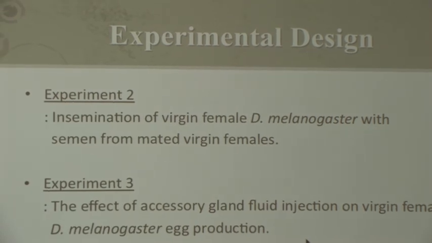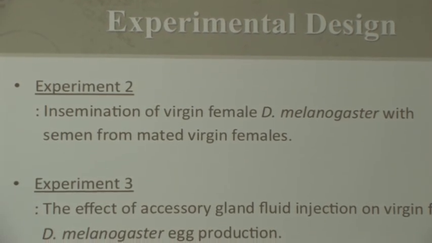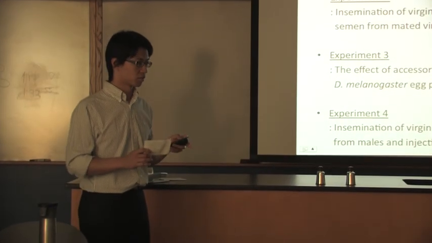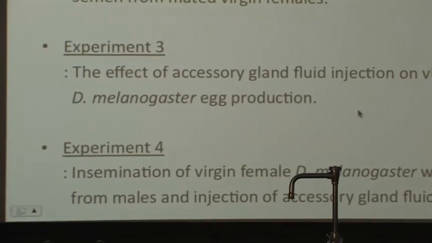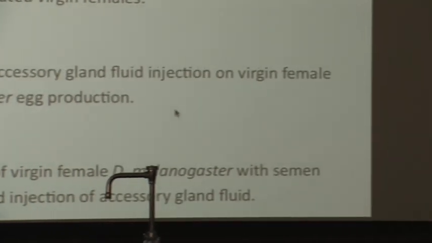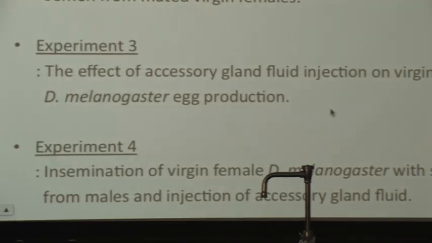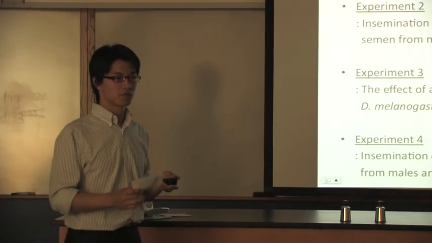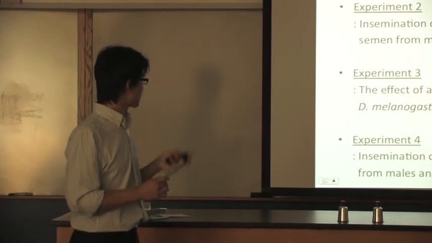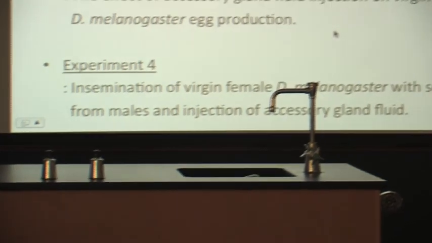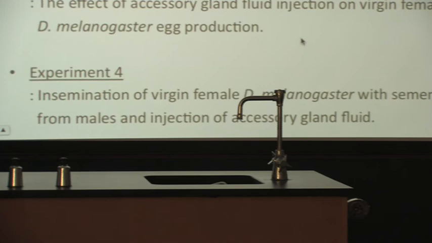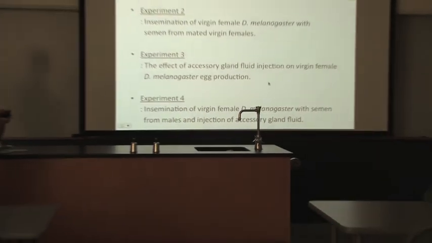Experiment 2 is the insemination of the virgin female with the semen from a male virgin female. With this test we just want to see if simple insemination with semen from the male can have a successful result. Next, the third experiment is the effect of the accessory gland. We want to test if injecting the accessory gland fluid into the virgin female can stimulate her to lay eggs. Next, experiment 4 combines the accessory gland injection and the artificial insemination with semen from the male.